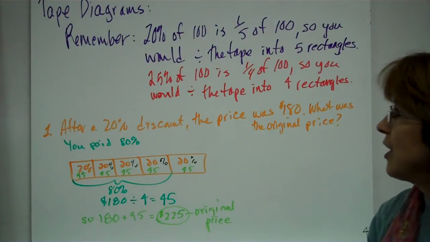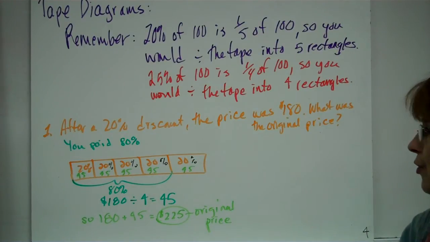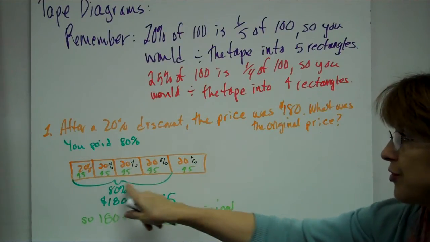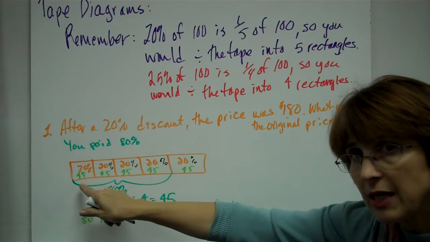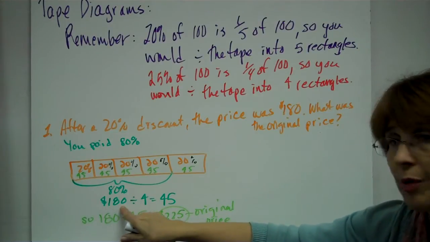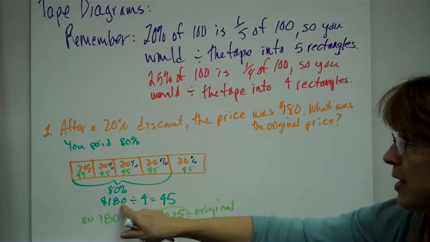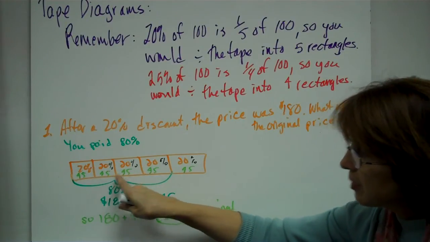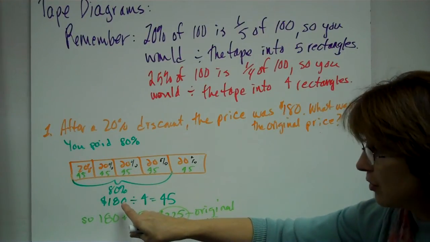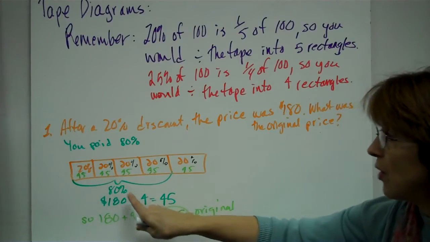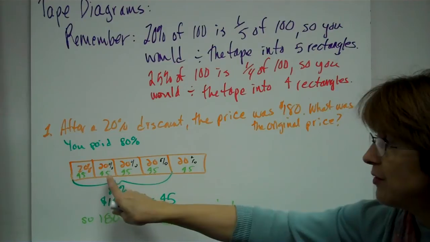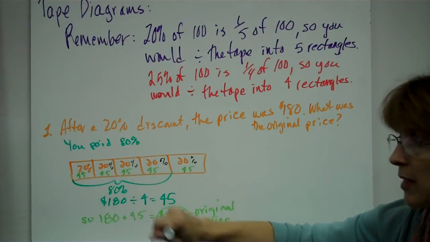Okay, so did you pay 100%? No, you did not pay 100%, you paid 80%. If you got 20% off, you paid 80%. So only 4 of these rectangles would equal the 180 that you paid for whatever it was you bought. Okay, so if 4 of these boxes equals $180, how much is in each box? Well, that's why I divide by 4. It turns out $45 would be in each of those 4 boxes.